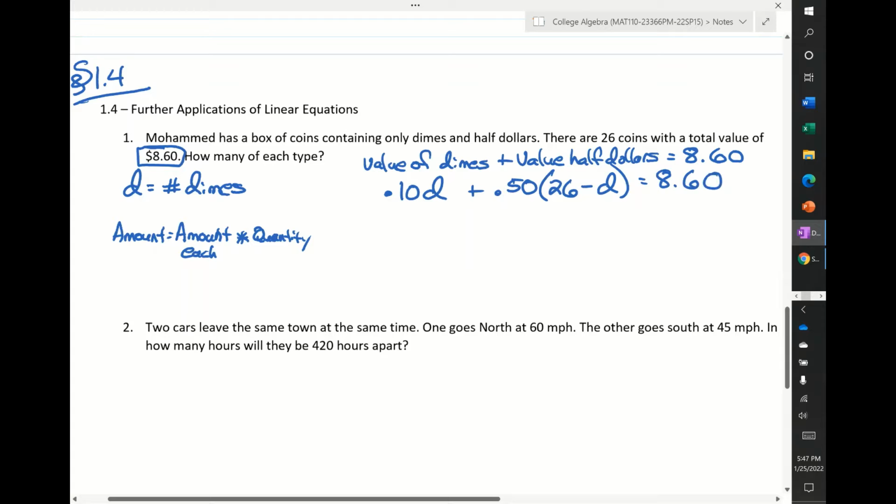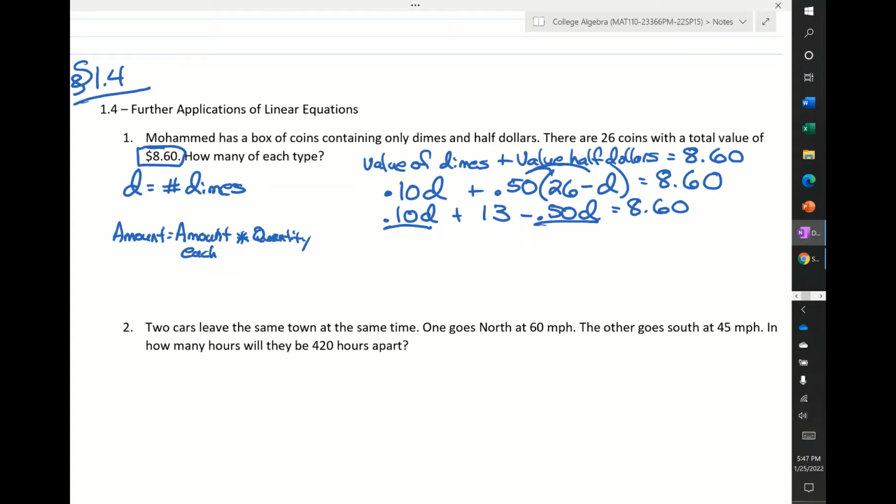So a combination of using the variables that we defined with using logic to put some equations together gives us this. We could solve an equation like this pretty easily. So let's go ahead and distribute the 50 cents. This would be 0.10D plus 13 minus 0.50D is equal to 8.60, or 860 in cents. Combine like terms: 0.10 minus 0.50 is equal to negative 0.40.